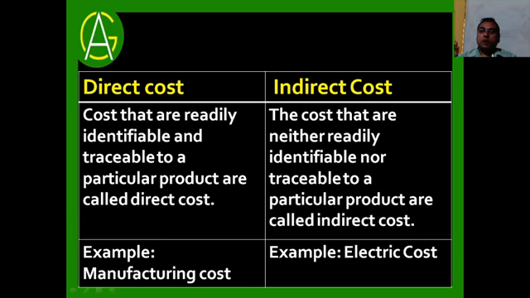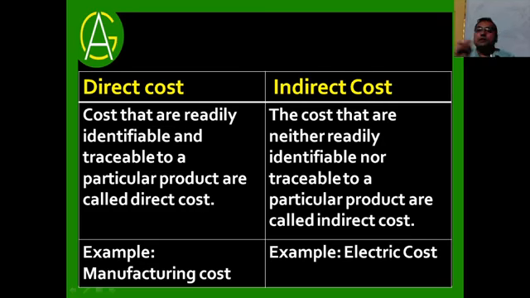So for example, if you consider a product, for example, a bench. Now by seeing the bench, you can identify the cost of wood and the cost of iron. Now cost of wood and cost of iron can be recognized, it can be understood, it can be identified that this amount of wood has been utilized or this amount of iron has been utilized in the manufacturing of the bench. So the cost of iron and the cost of wood will be considered as a direct cost.